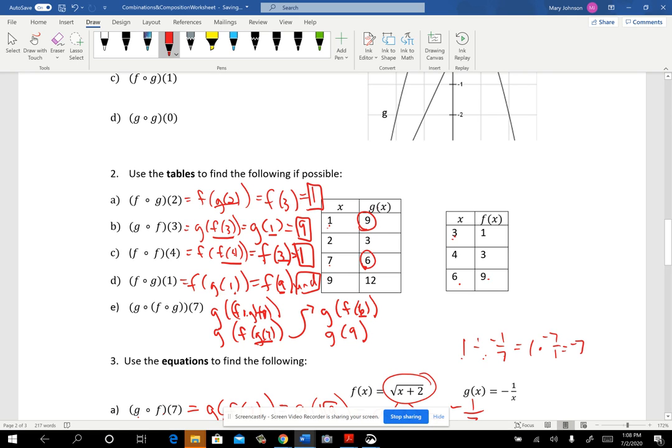Then I need to use 9 as the input to g, so I'm back over to this one, and I can see g of 9 would be 12. So that would be my overall final answer on that.